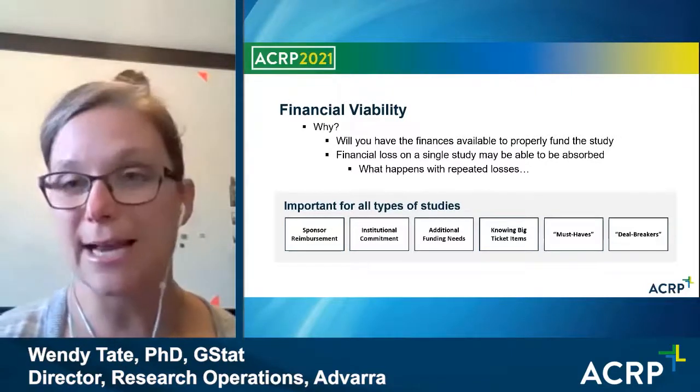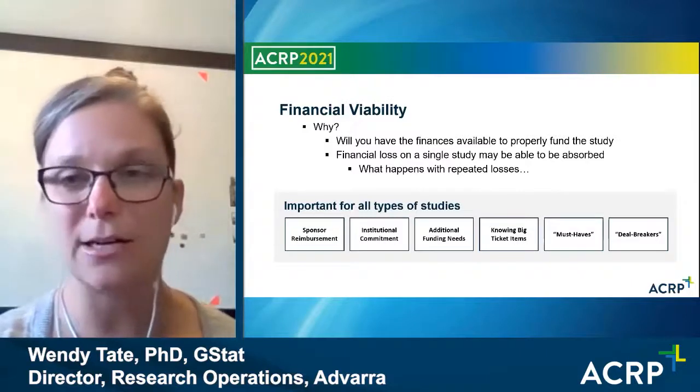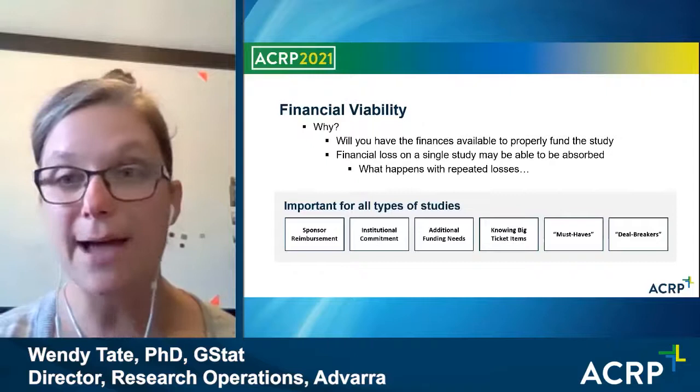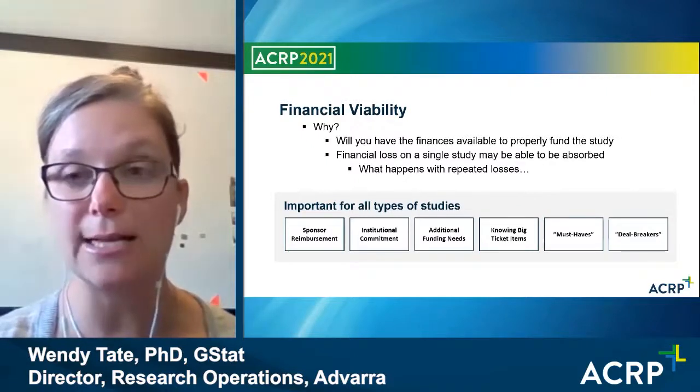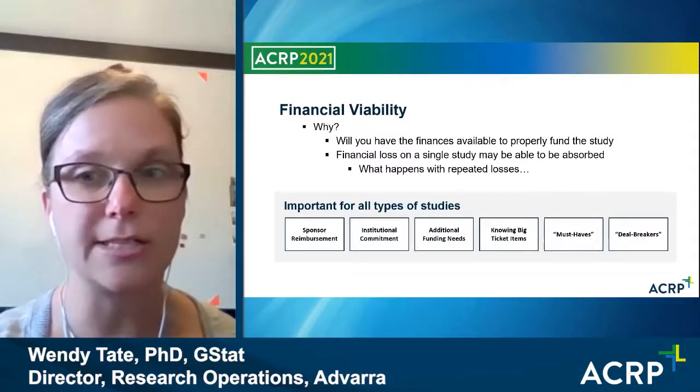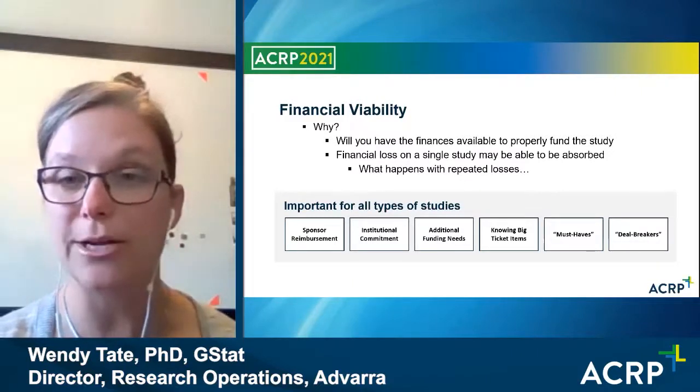Knowing what your big ticket items are. What are the biggest things that are going to be charged on this study? Knowing that that's a gap that can really be potentially dangerous if you don't account for it. What are the must-have costs that you need to recover? What are the deal breakers?